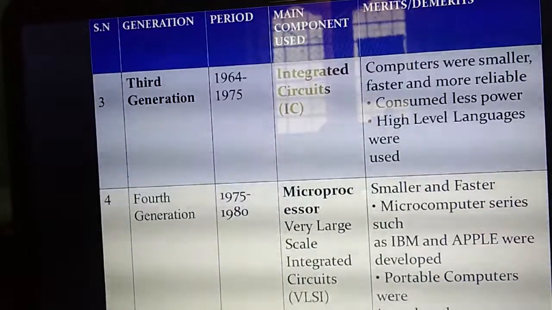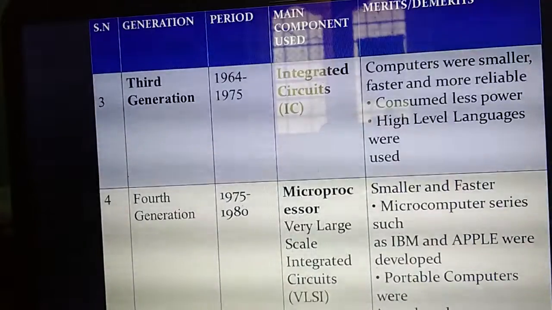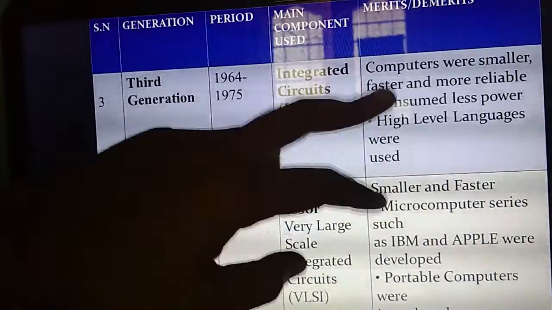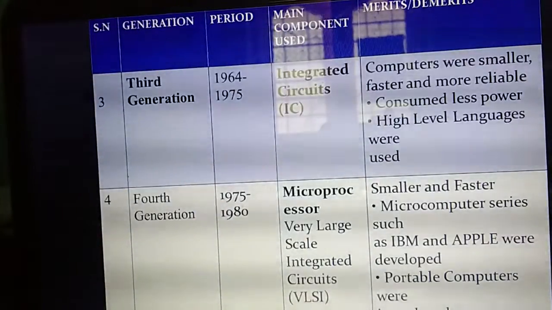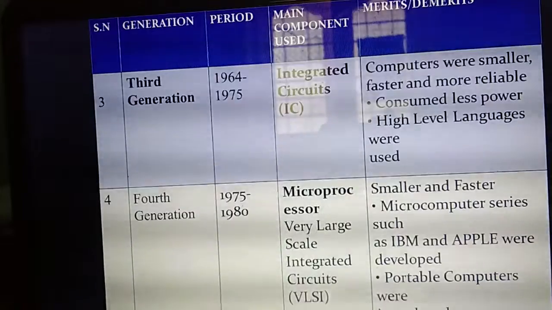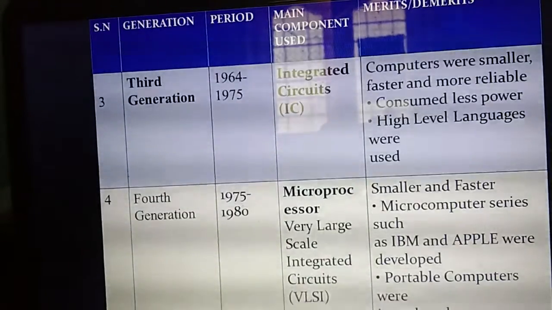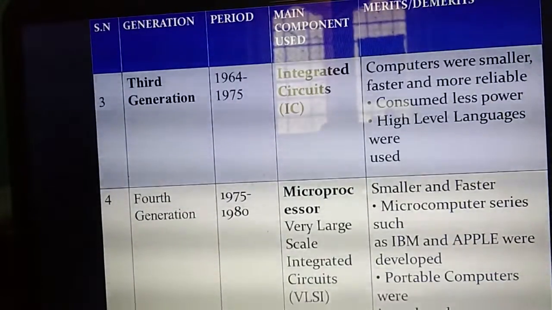Here, high level languages were used. In the first generation only machine language was used. In the second generation, what are the languages? Machine language as well as assembly language. Then in this generation, high level languages. High level language means programming languages. These are the things used in which generation? Third generation. Then we are moving to the fourth generation computers.